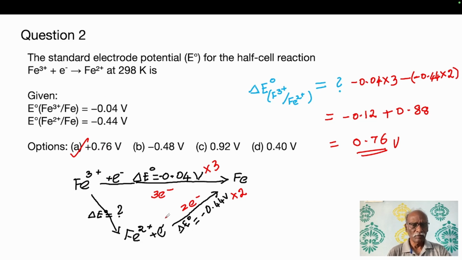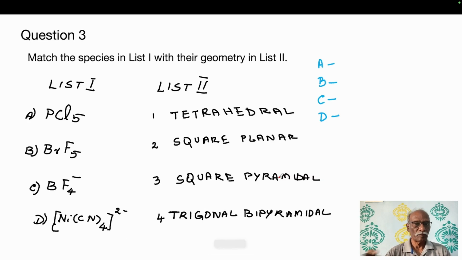Two data are given and the third one is asked. Here Fe3+ into Fe0, and Fe3+ into Fe2+, Fe2+ into Fe0. Here the value into 3 because there are 3 electrons involved here. Here 2 electrons are involved, so into 2. From this minus this one, we get this one. This is the answer. So it is simple. We move on to the next one.